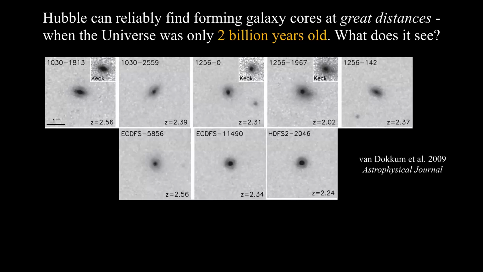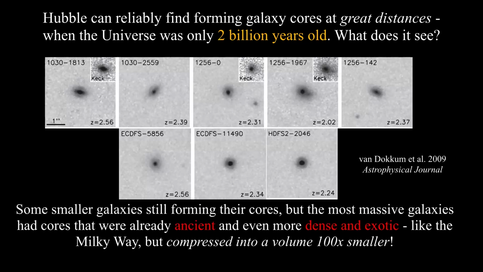And what are these little dots? What does it mean? Well, some smaller galaxies are still forming their cores full of these ancient stars. But what my advisor found is that most massive galaxies had these cores that were already ancient, and they were even more exotic and dense. So we go back 12 billion years, we're not there yet. We haven't seen the beginning. These objects are kind of like taking the entire Milky Way and cramming it into a volume 100 times smaller. It's an incredibly exotic place. But Hubble can't see when they formed. We can't see the beginning, and we have to go deeper.